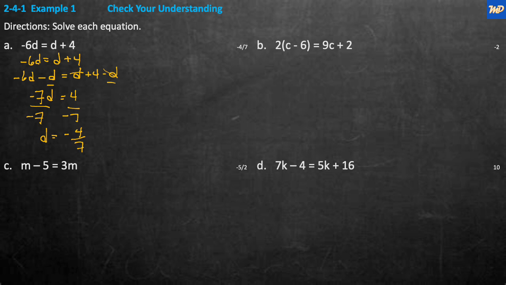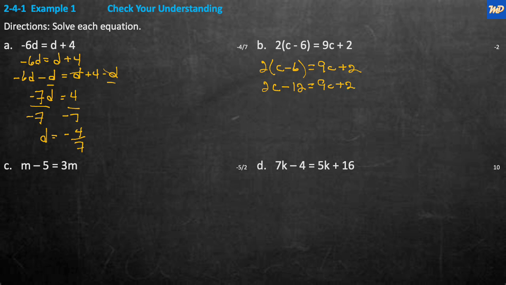Let's do problem B. We're going to start off by writing it again. 2 times the quantity c minus 6 is equal to 9c plus 2. First of all, we're going to use the distributive property, multiplying 2 times each of the terms inside the parentheses to get rid of the parentheses. So we're going to end up with 2c minus 12 is equal to 9c plus 2.